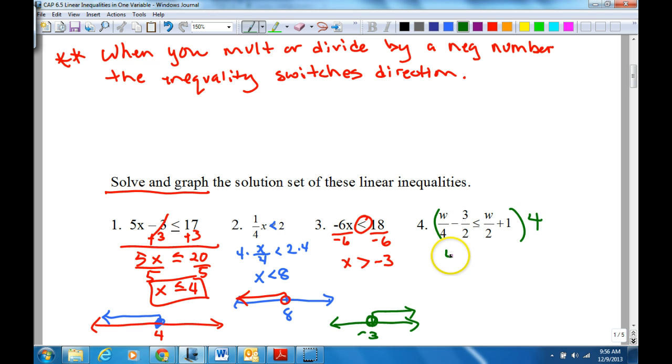So I have 4w divided by 4 minus 4 times 3 is 12 divided by 2. 4w divided by 2 plus 4 times 1 is 4. Okay, so what's 4w divided by 4? Just w. Minus 6. 2w plus 4.